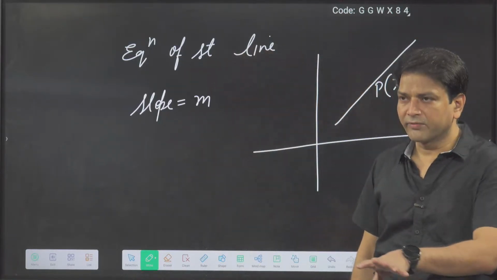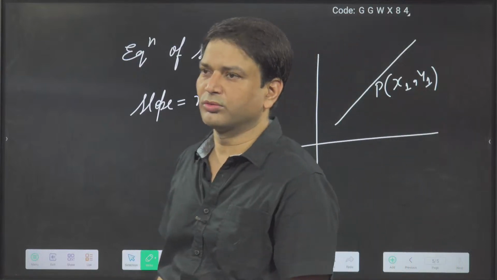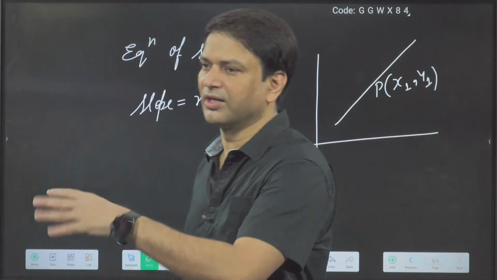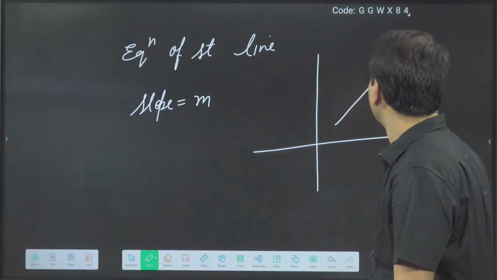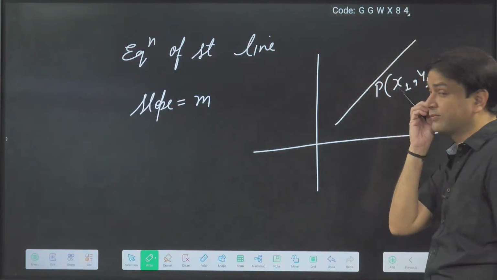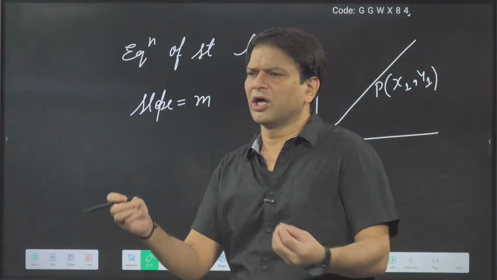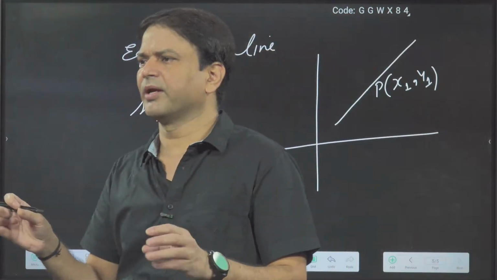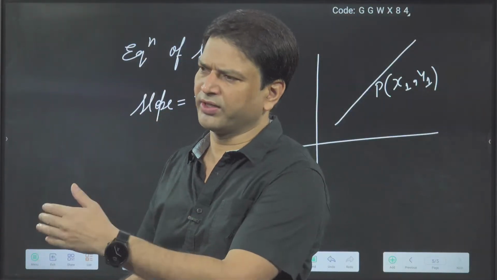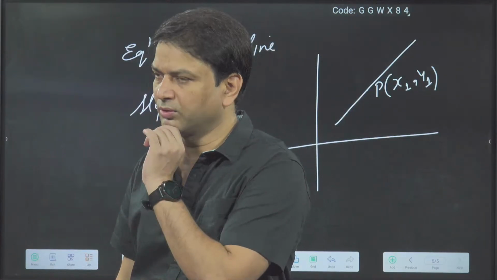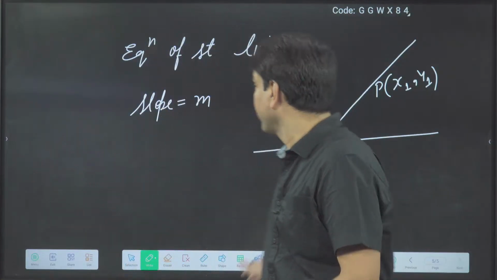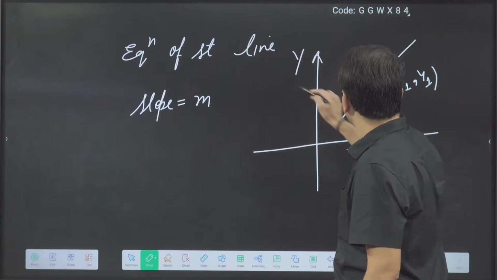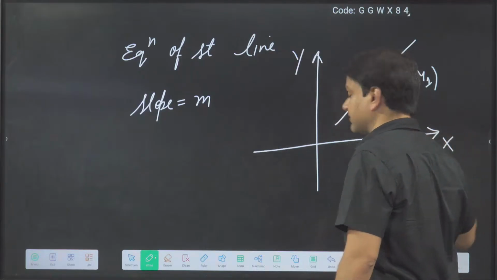Okay, so I am not going into the derivation because you are not going to learn the derivation. How we have to write the equation, that is only required. So the line is passing through the point x1 comma y1. Now x1 comma y1 can be anything, maybe x1 positive, y1 negative, any quadrant they can give the point. And the slope we have taken is m. Now here y, here x.